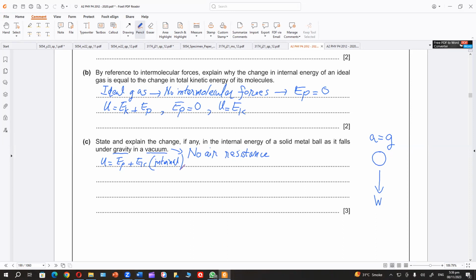At internal level, potential energy depends upon intermolecular separation, and kinetic energy depends upon temperature.